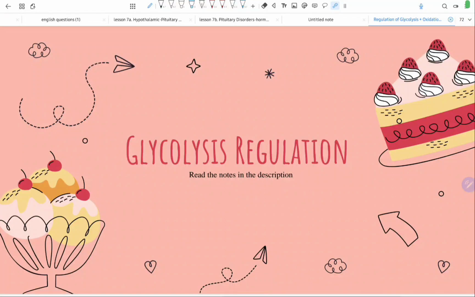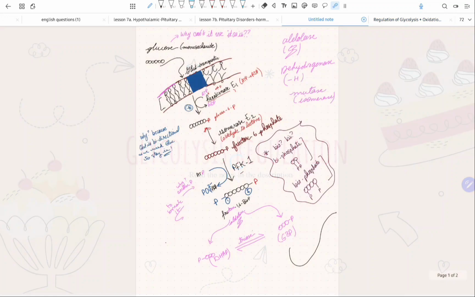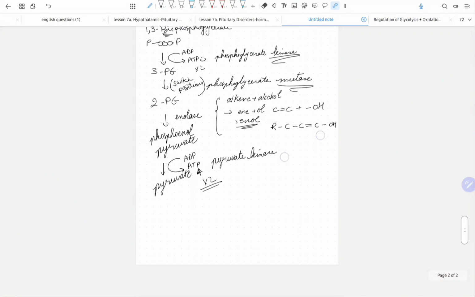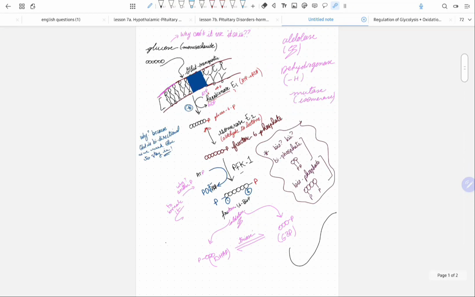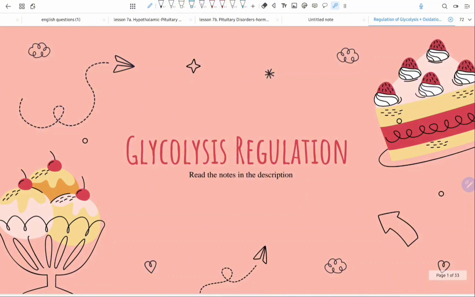Okay, everybody, this is the second part of the glycolysis lecture. I have already explained the process of glycolysis right here. You should be aware of it and you should memorize it. Now we're going to go to the important part, which is glycolysis regulation.